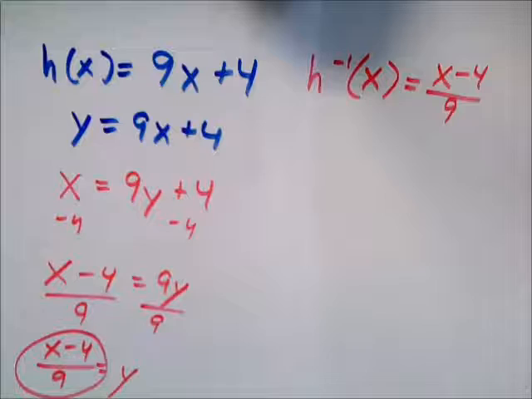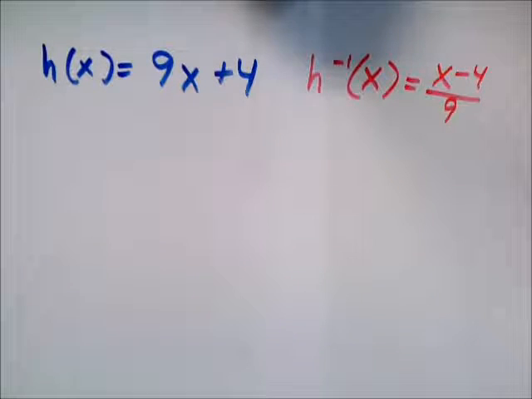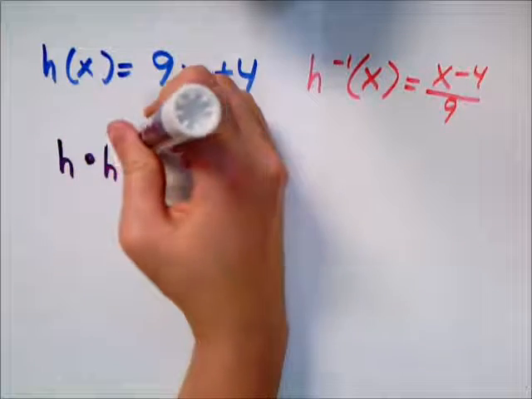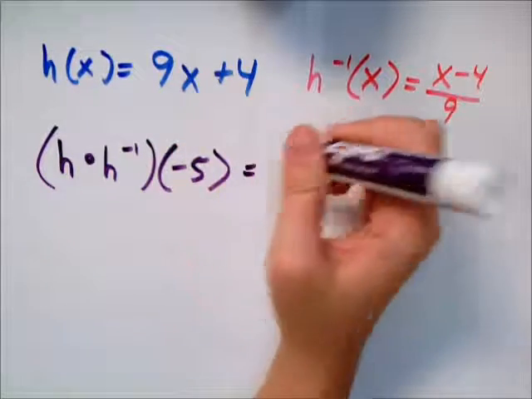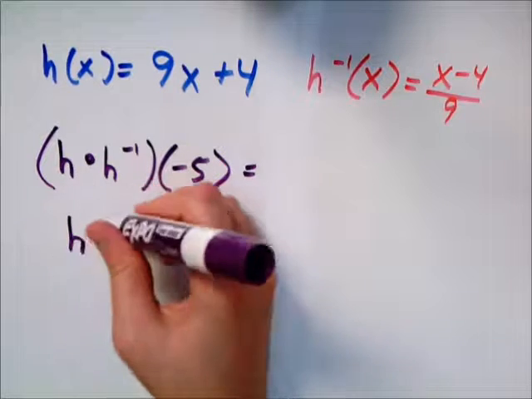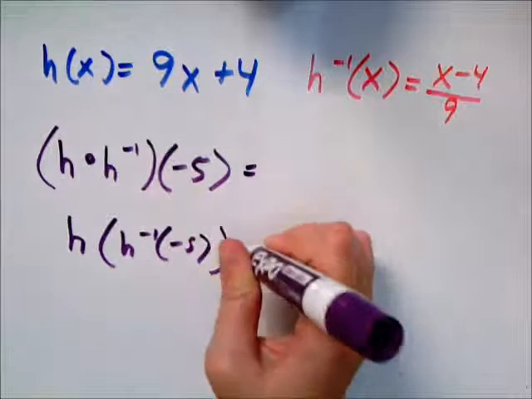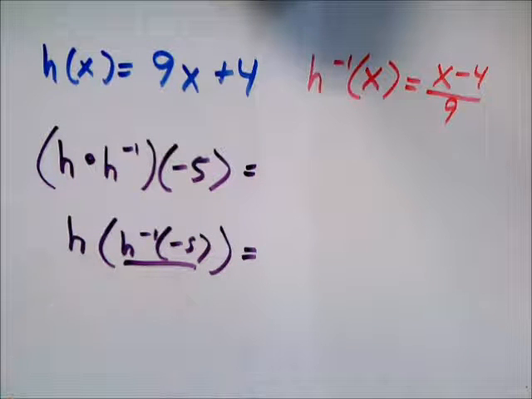Okay, so then another thing they could ask for after this point is, what's h of h inverse of a number or x? So picture composition of functions just like f of g. You're putting -5 into the inverse, and then you're taking the answer and you're putting that into h.